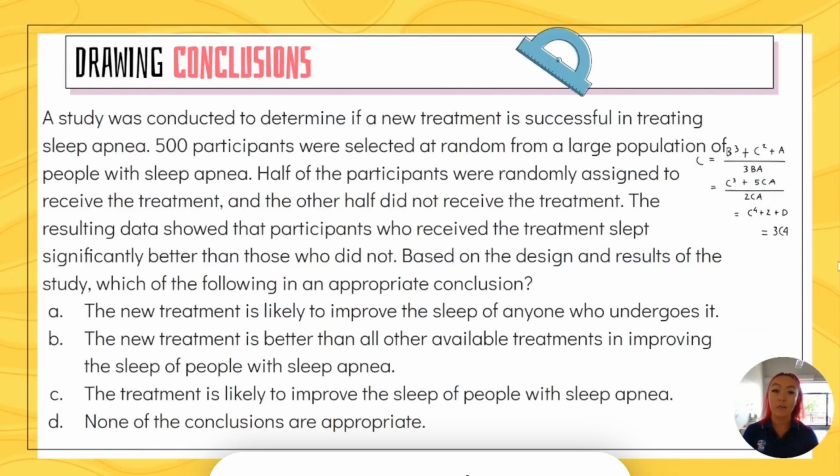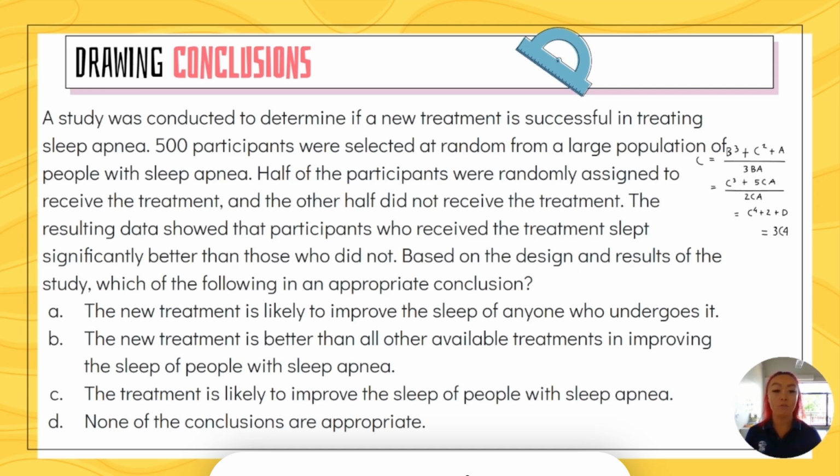So let's take a look at an example. A study was conducted to determine if a new treatment is successful in treating sleep apnea. 500 participants were selected at random from a large population of people with sleep apnea. Half of the participants were randomly assigned to receive the treatment, and the other half did not receive the treatment. The resulting data showed that participants who received the treatment slept significantly better than those who did not.